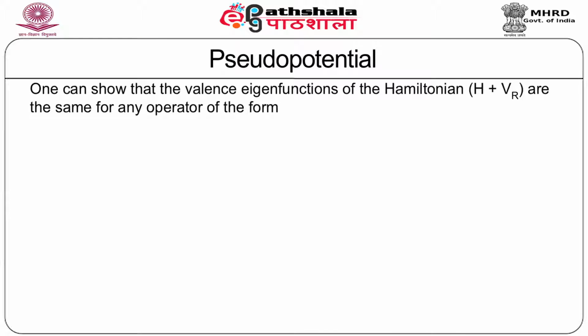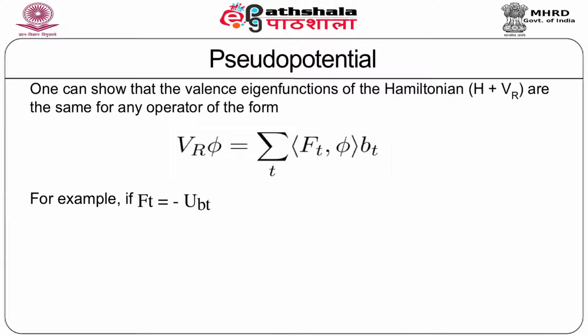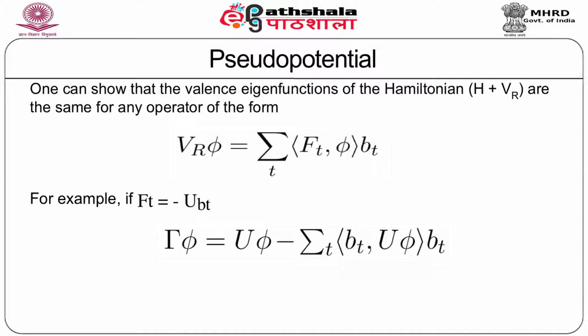One can show that the valence eigenfunctions of the Hamiltonian H plus VR are the same for any operator of this form, where VR phi is equal to summation over t of Ft times phi times Bt, where Ft are completely arbitrary functions. For example, if one chooses Ft as equal to minus u times Bt, then gamma phi, where gamma is the pseudopotential, is equal to u phi minus summation over t of Bt times u phi times Bt, which would be a perfectly valid solution.